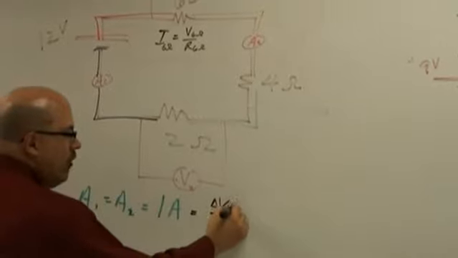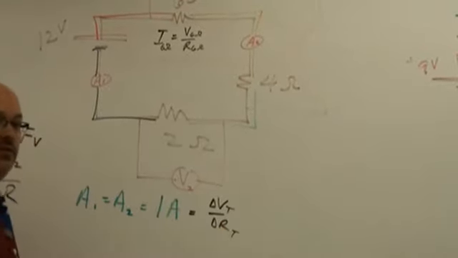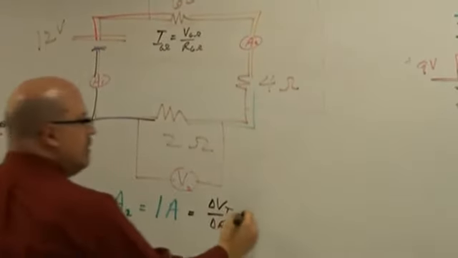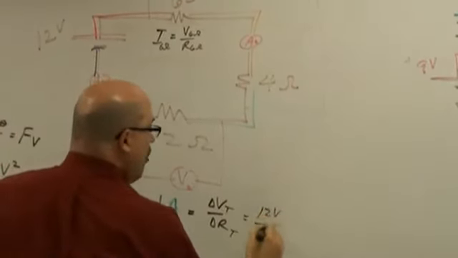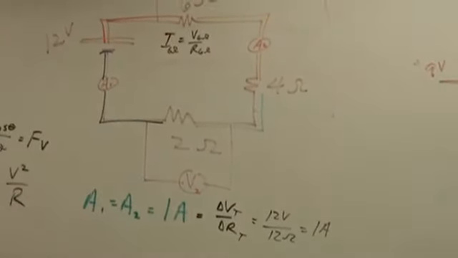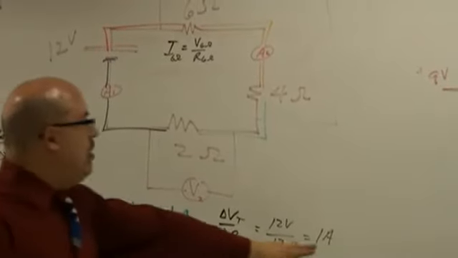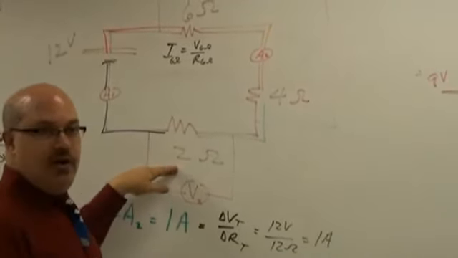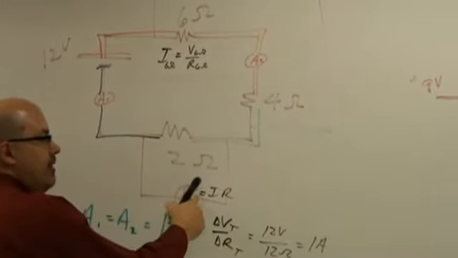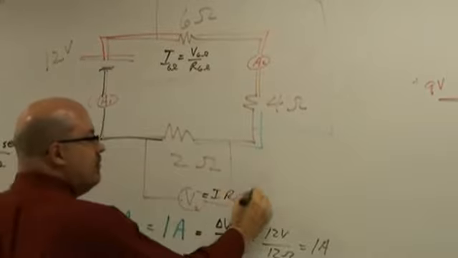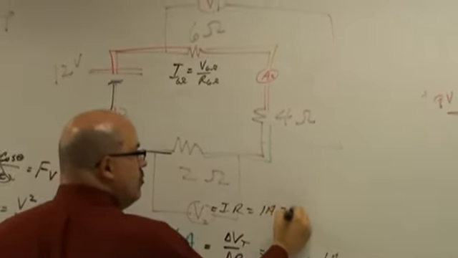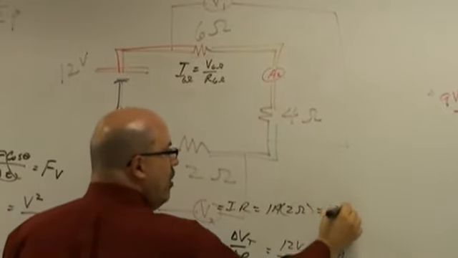I know the total voltage. Do I know the total resistance? Yes. What is it? 6 plus 4 plus 2. So 12 volts over 12 ohms gives me my 1 amp. Does that make sense? Yeah. Okay. So now that I know the current, can I find the voltage here? Okay, the voltage here equals IR. The current through this resistor is 1 amp. The resistance of this resistor is 2 ohms. So I get 2 volts.